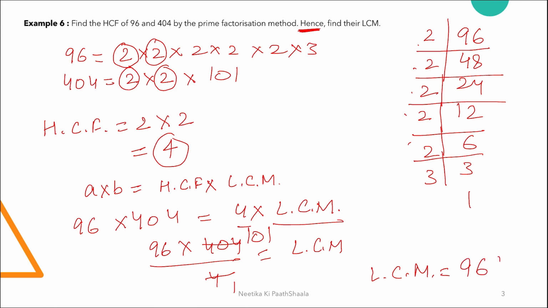ओके, so जब भी आपको LCM निकालना दिया हो and question में लिखा है hence find its LCM, so आपको ये फॉर्मूला यूज करना है that the product of the two numbers is equal to the product of HCF and LCM. Okay, like A into B, these are the two numbers A and B, is equal to HCF into LCM. Okay, I hope आपको समझ आ गया होगा. चलो आगे बढ़ते हैं for the next question now.